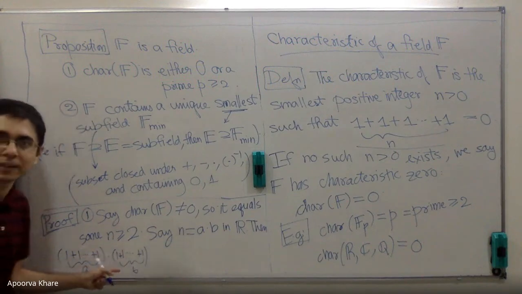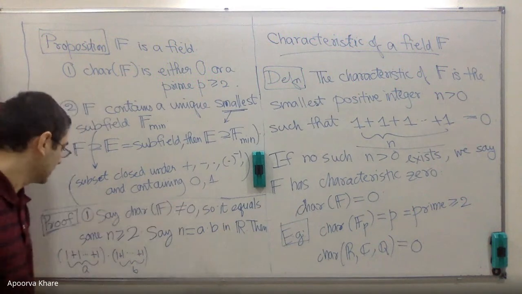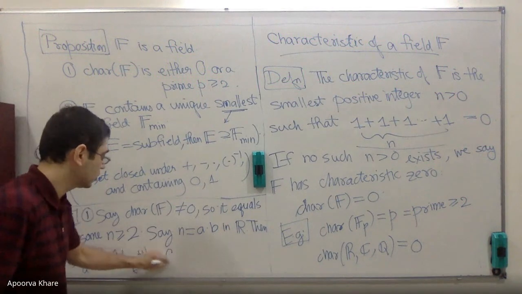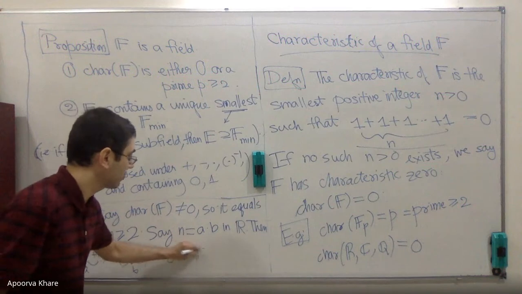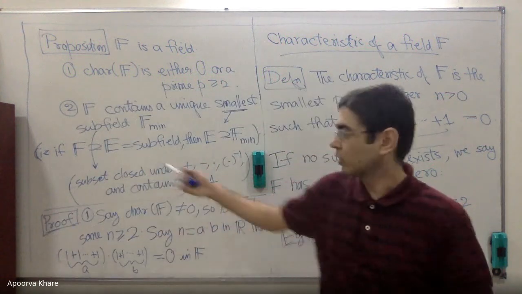This is together equal by the distributive law. This is equal to 1 plus 1 plus 1, n many times, a d many times, right? So this product is 0, but this is 0 in F. And this is where we use the exercise that I have already erased.